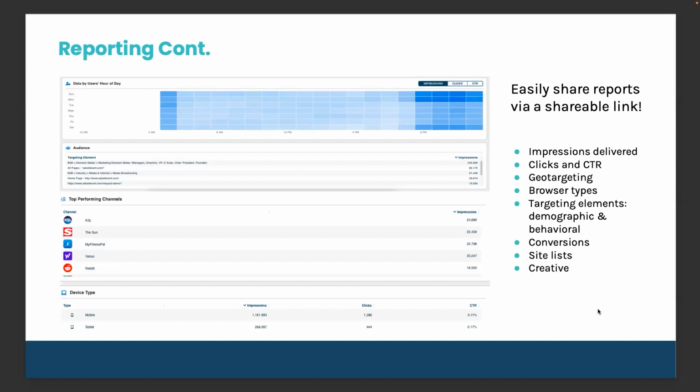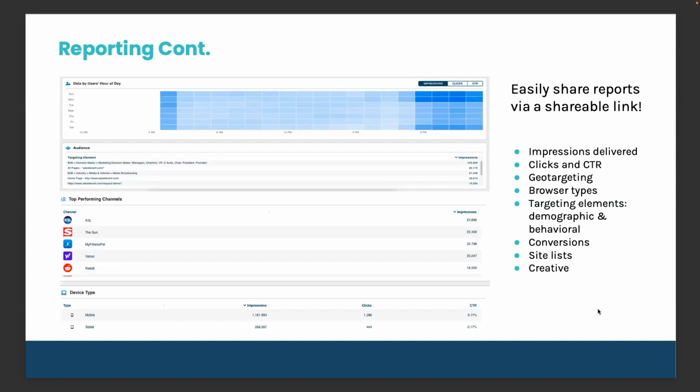It'll also show top performing channels. So which apps or websites your ads are appearing on the most and delivering the most clicks. So there's complete transparency there. And it'll even show you the type of device. So are we serving ads mostly on mobile or tablet or desktop? And which ones have the best click-through rates? So these are all elements that our team looks at all the time to make optimizations to improve your campaign.